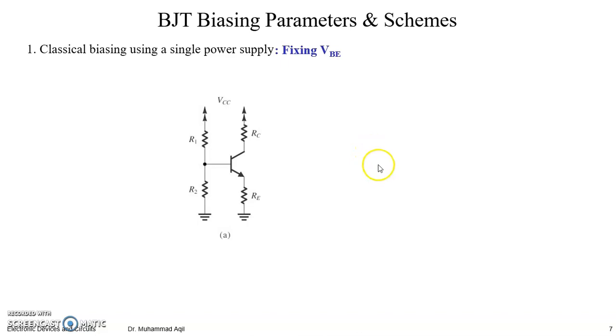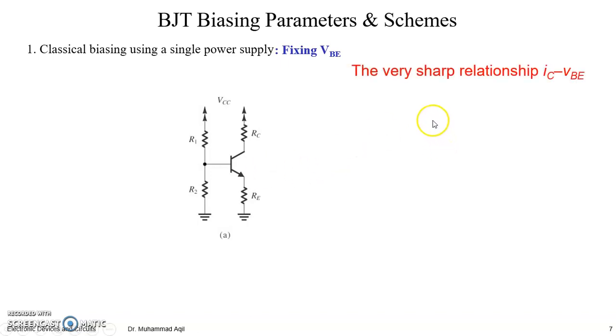Now for a biased transistor, for example, classically biased using a single power supply by fixing VBE, this circuit, right? The Q point, base to emitter voltage, collector current, base current, collector to emitter voltage need to be stable, need to be fixed in the absence of AC signal, right?